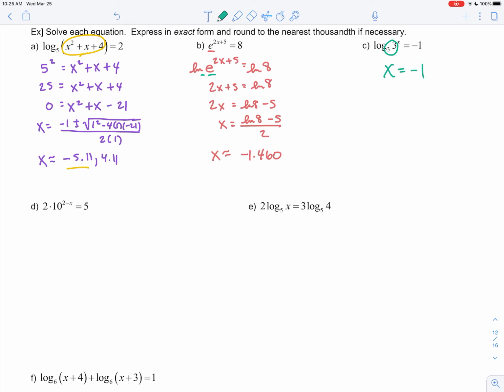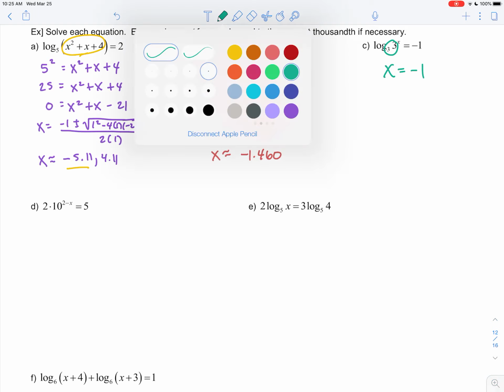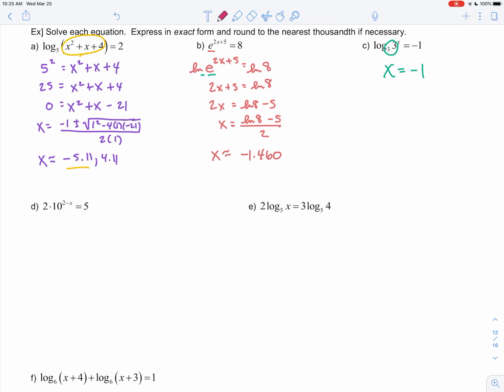Part D, we're seeing another exponential equation. This time the base is 10. You do need to isolate that exponential term before you can use the logs, so the first thing you do is divide by 2. Because the base is 10, it only makes sense to use the common log. Oops, I forgot to put the log here. Log of 5/2. So log of 10 to the 2 minus x is 2 minus x. That's why we used it, because it would cancel out.